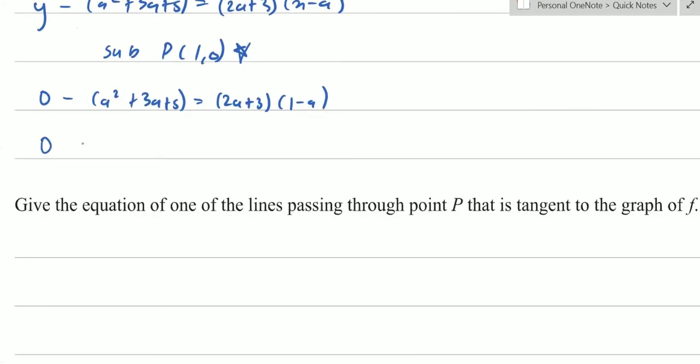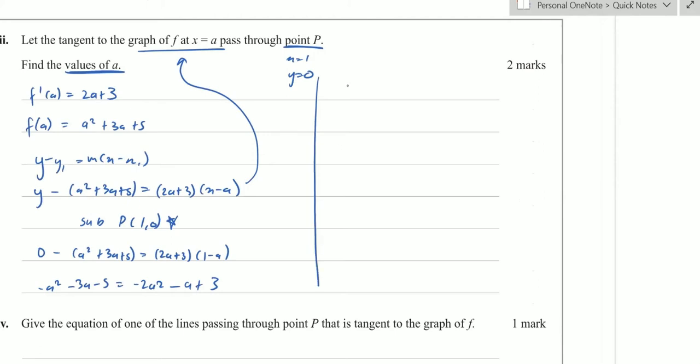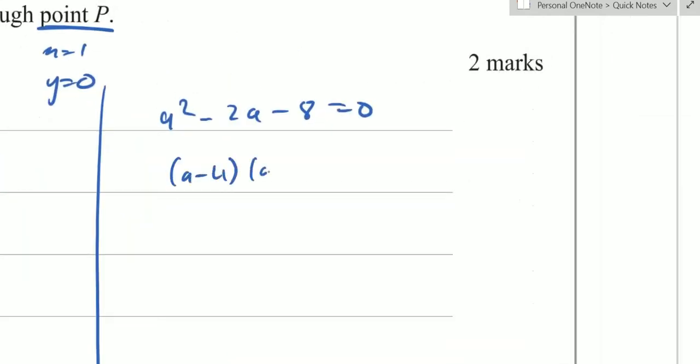So yep, we have 0 minus, I'll just negative a squared minus 3a minus 5 is negative 2a squared minus a plus 3. And we can switch it around, and you get this. Then we can factorize it to here. Equals 0, so a equals 4, or a equals negative 2.